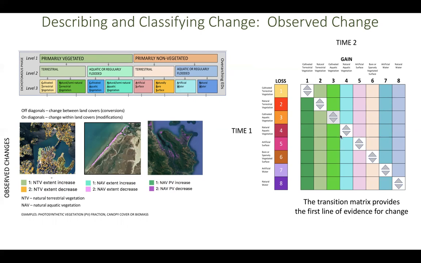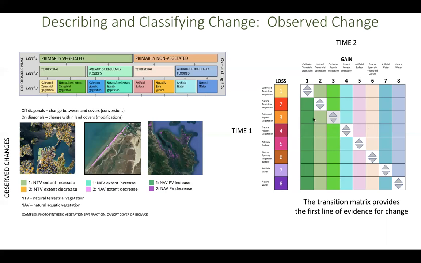So what you do is create a transition matrix, which provides effectively the first line of evidence for change. The first one goes from an artificial surface through to natural terrestrial vegetation. That's 5 to 2, for example. In the other case, you get natural aquatic vegetation that then goes to a naturally bare surface. It could go to a water surface, but it's basically the extent of mangroves being lost there.